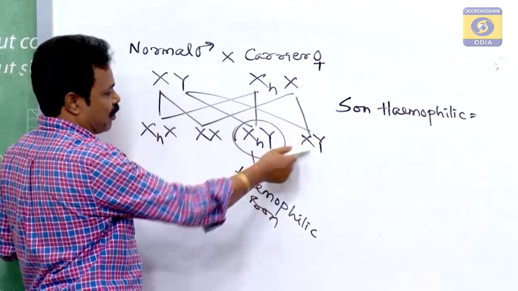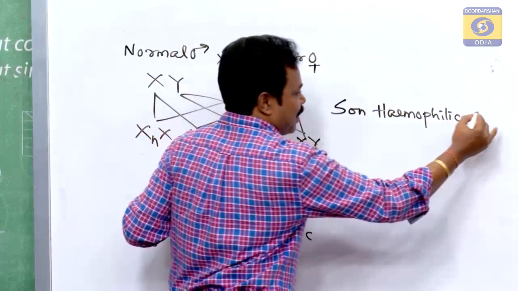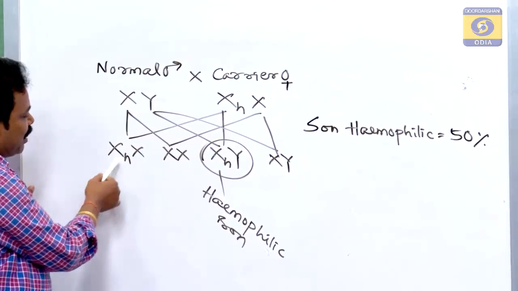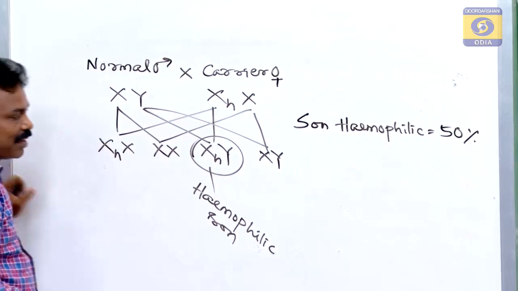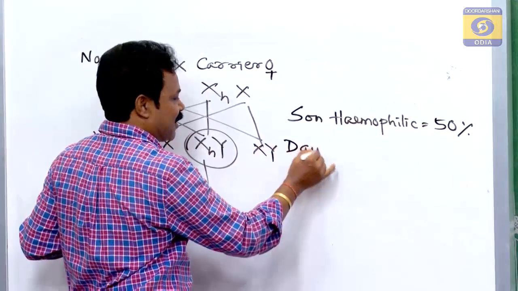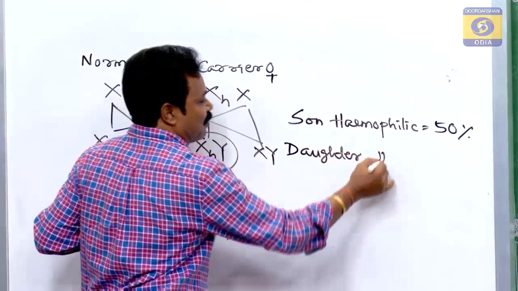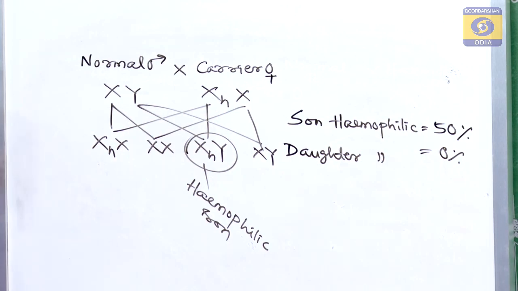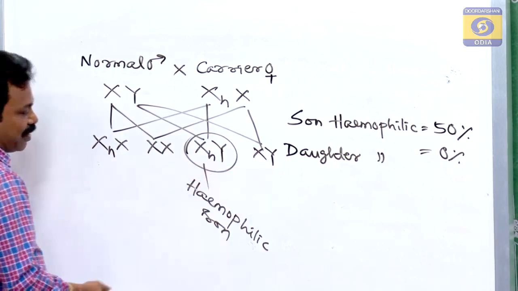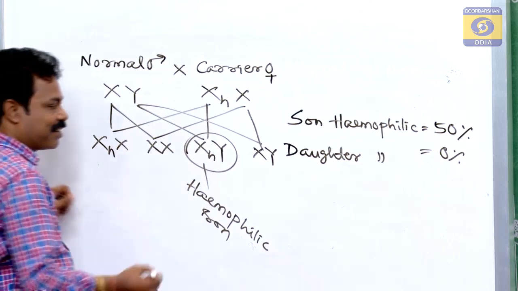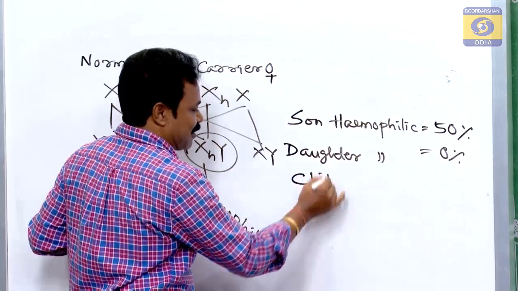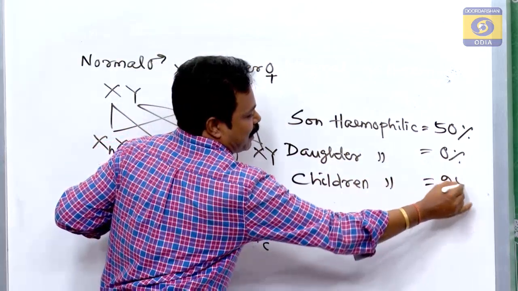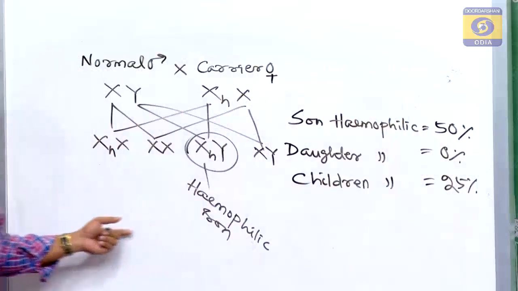Here you see, out of 2 sons, one son is hemophilic, so sons hemophilic 50%. One daughter is a carrier, another daughter is normal. So, daughters hemophilic 0%. Children hemophilic: out of 4, only one is hemophilic, so children hemophilic is 25%. Are you getting it?